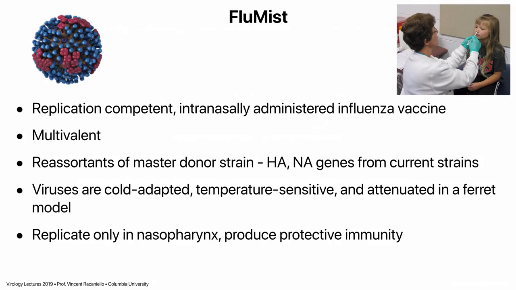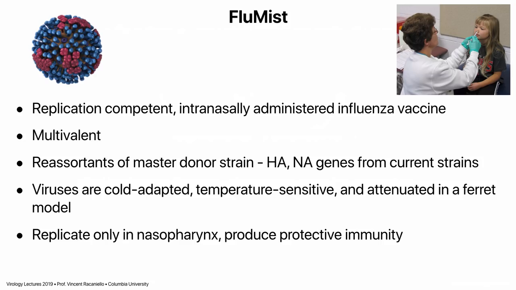An example of this is FluMist, a flu vaccine, which is infectious. It's a replication competent, intranasally administered vaccine. It's put into your nose with a syringe without the needle, of course. You don't need the needle part. It's just sprayed into your nose. You inhale it into your upper tract, and it replicates in the mucosa and gives you good local immunity.